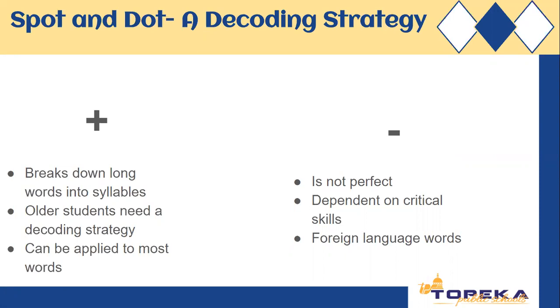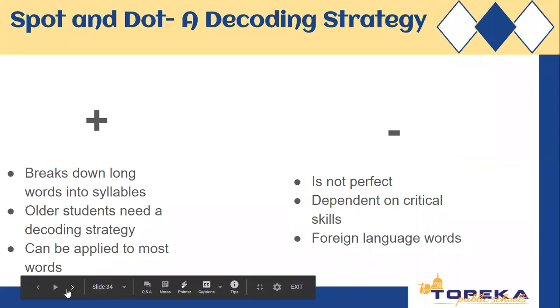A word of warning though, a word of caution. It is not always perfect, and that's where flexing the vowel comes in. We talked about how sometimes we might have to make a little variation from a long vowel sound to a short vowel sound, for example. It's also dependent on the critical skills, and it does not work with foreign language words.